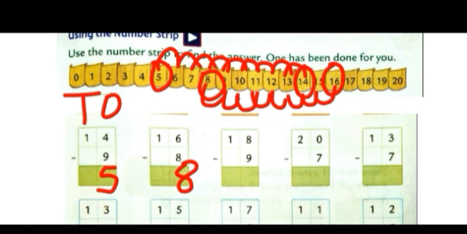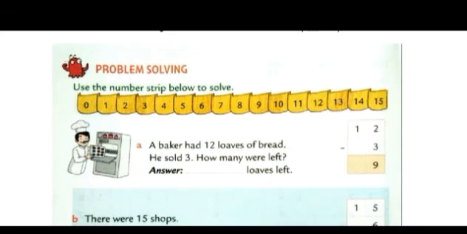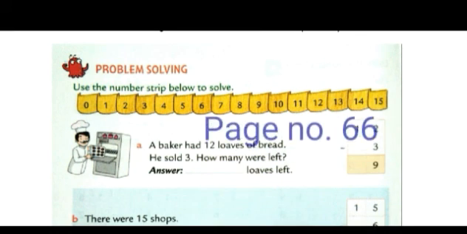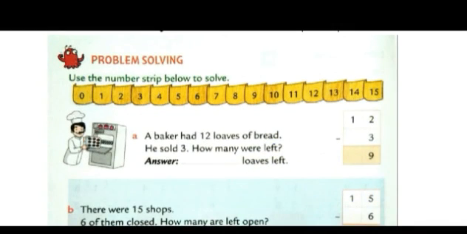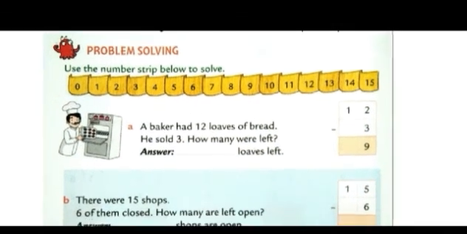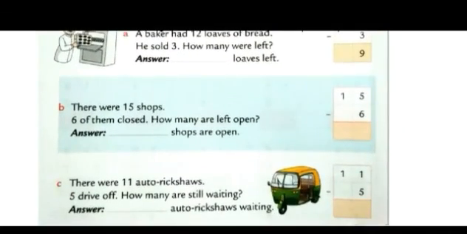Okay. So scholars, now we move on to our next topic, that is problem solving on page number 66. Again, use the number strip below to solve. Using this number strip, we have to solve the word problems. Now, the first one is already done. We will move on to the second one.